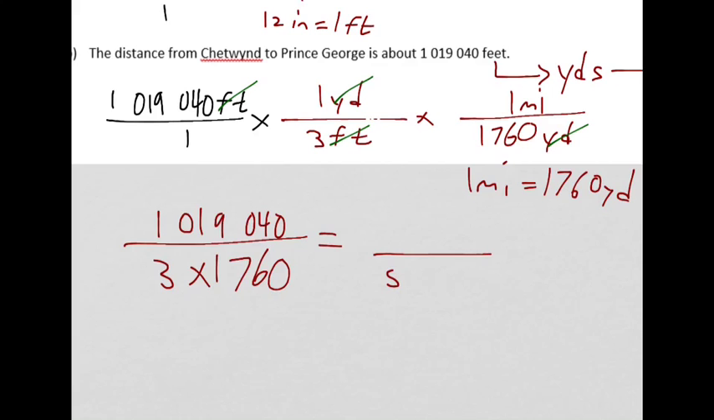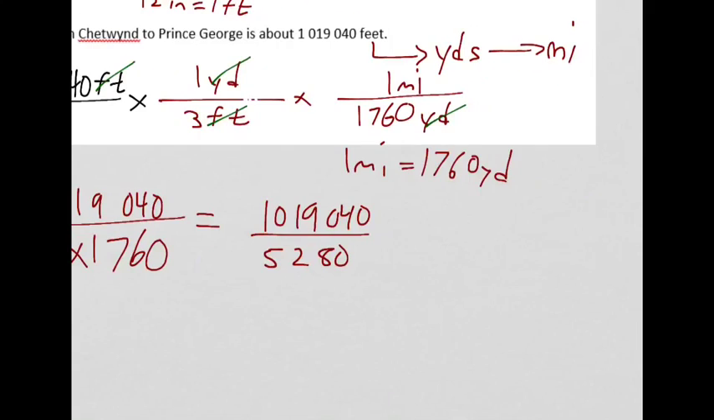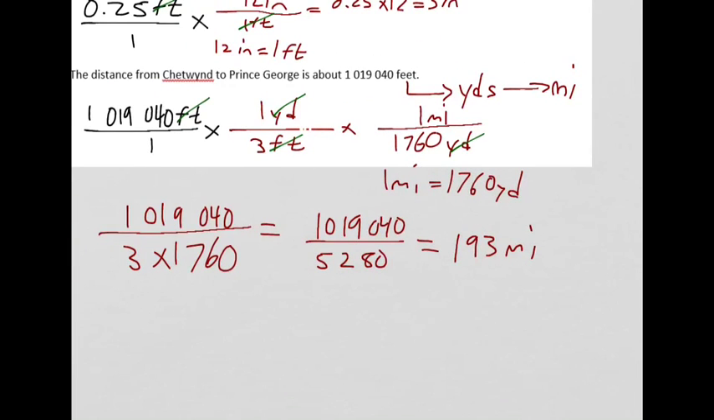Okay, and that's 1,019,040 up top. So divide those, and what do we get? 193 miles. Which Google Maps agrees with, I think. Pretty sure, yeah. Does that seem reasonable? 193 miles from here to Prince George? It's about right. It's crazy that it takes like 3.5 hours to go that far.